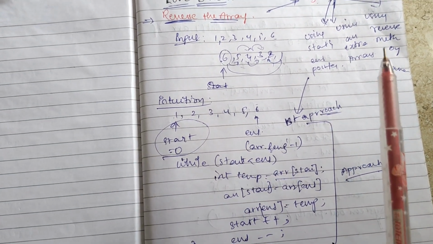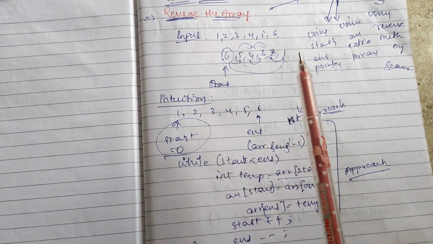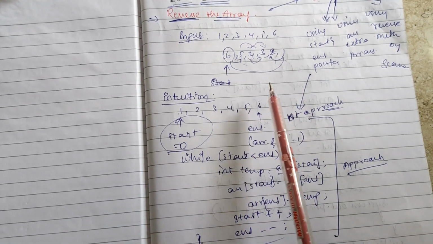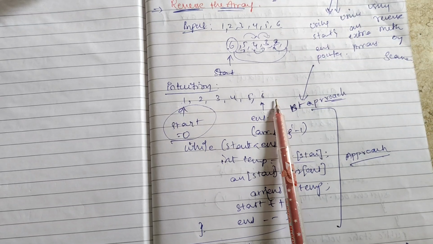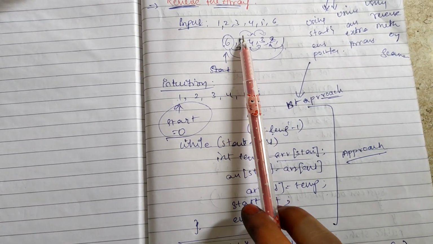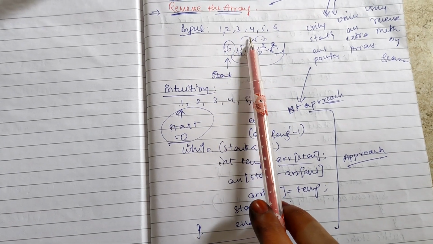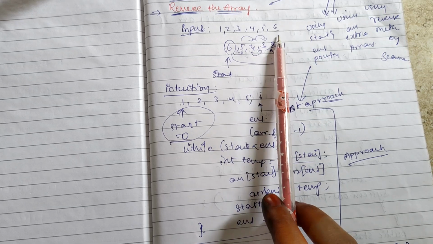So today our code is reverse the array, which is very important in arrays and a basic code that everyone has to know. In this code, I'm taking this input. So what is the input? 1, 2, 3, 4, 5, 6. Okay, so I have to reverse it.